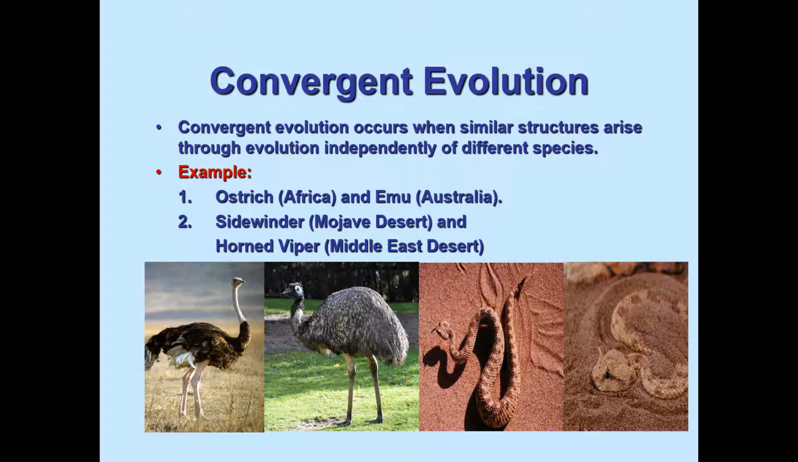Okay. Same thing with the sidewinder and the horned viper. They have similar head shapes, and they move similarly, kind of in that S-shaped motion. A lot of that has to do with how they move. And they're both poisonous. Okay. And how they get food, things like that. Again, the sidewinder and horned viper are different species, but they do have similar structures. And these are just some examples of convergent evolution.